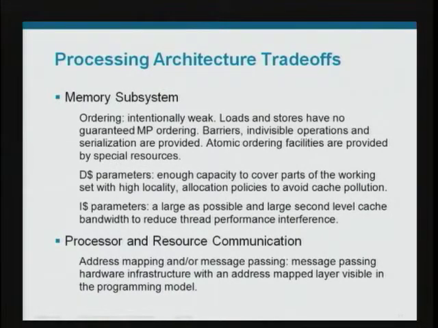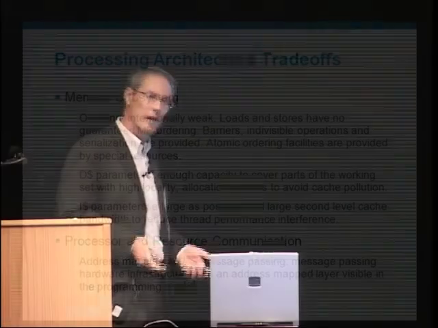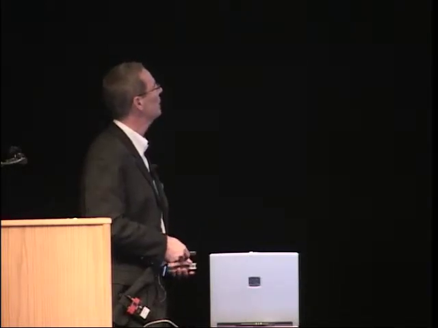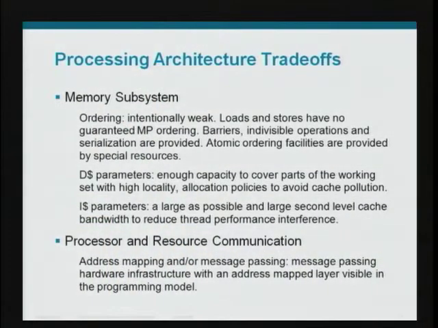The data cache parameters: obviously more is better, but we really wanted to fit a large number of these processors on the chip. You really just want to cover the parts of the working set that have high locality, and in our case that tends to be just the stack. Instruction cache is similar. Obviously you want it as large as possible. We ended up with a large second level cache and a moderate first level cache.